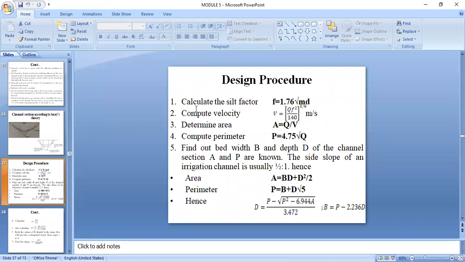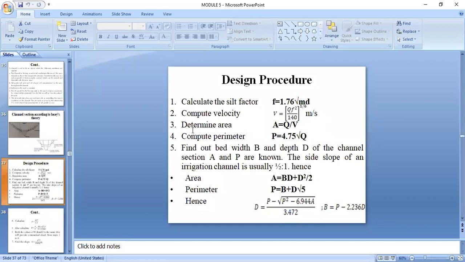First step is we have to calculate the silt factor. What is the silt factor? That is given by the equation F is equal to 1.76 times root m r, where m r is the mean diameter of the silt particle. Next, we have to compute the velocity by using the equation V is equal to (Q f squared divided by 140) to the power of 1 by 6, in meters per second.